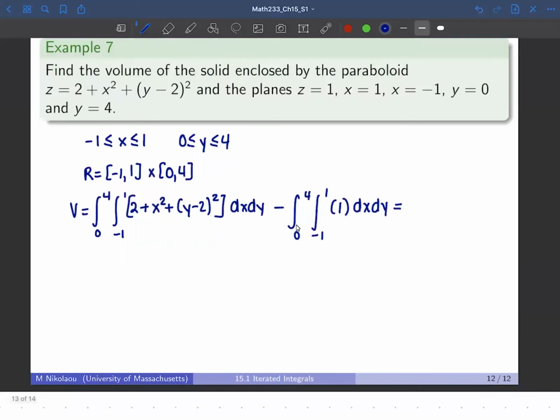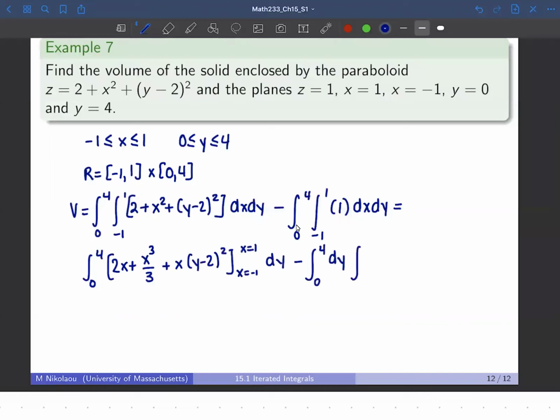So that is equal to the integral from 0 up to 4, and we can now evaluate the inner integral, which will give us 2x plus x cubed over 3 plus x times (y minus 2) squared. And this needs to be evaluated between x equals -1 and x equals 1 times dy. And then minus, now we can split the x and y integrals. So we'll have the integral from 0 up to 4 of dy times the integral from -1 up to 1 of dx.